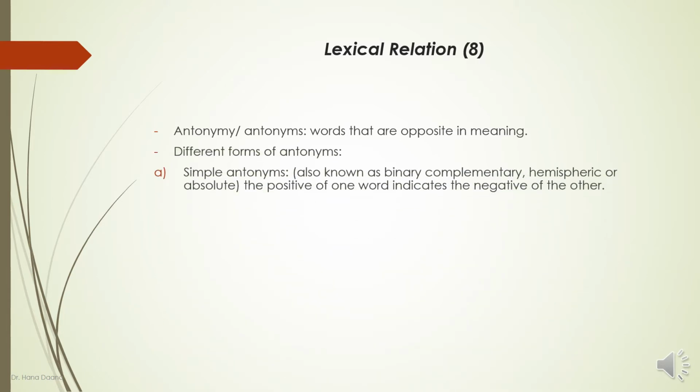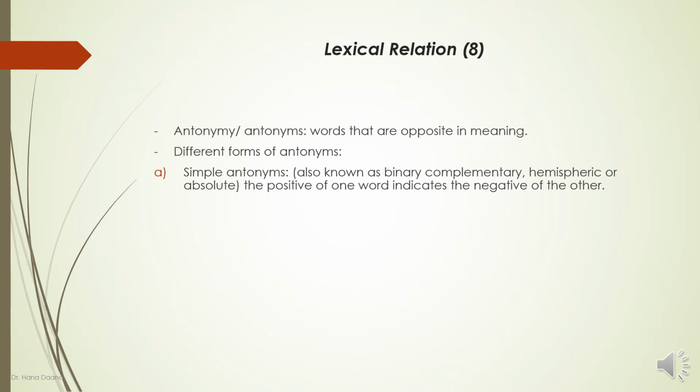The first form is simple antonyms, where the positive of one word indicates the negative of the other one. Simple antonyms are, by the way, referred to as binary complementary or as hemispheric terms or as absolute terms by Charles Cradler in his book.